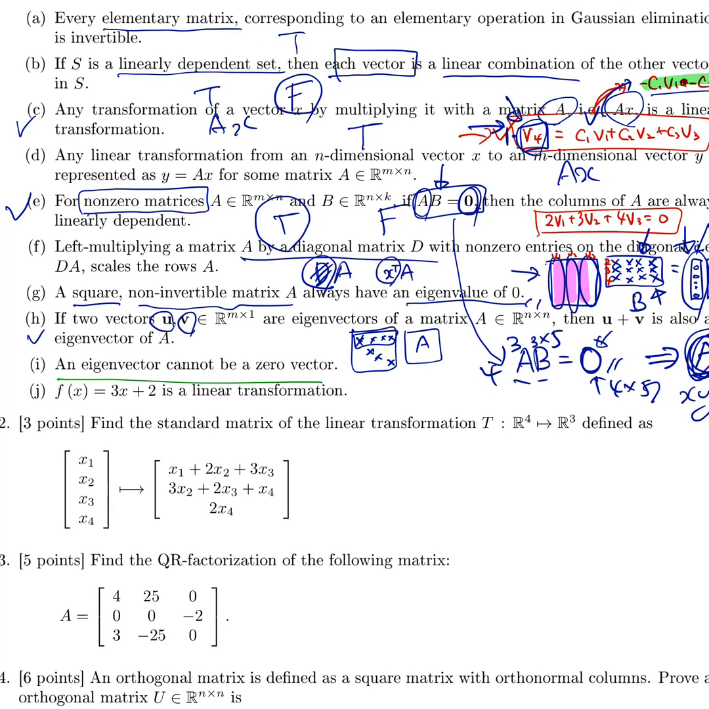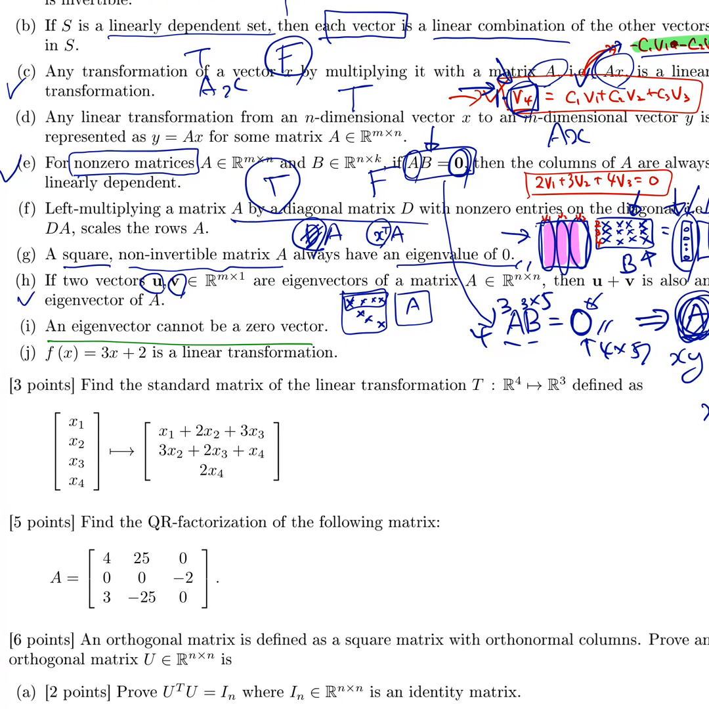Then what about this? An eigenvector cannot be a zero vector. It is by definition true. And what about this? Is it linear? It is false. We covered this, right? We discussed this in probably the first or the second lecture, I think.